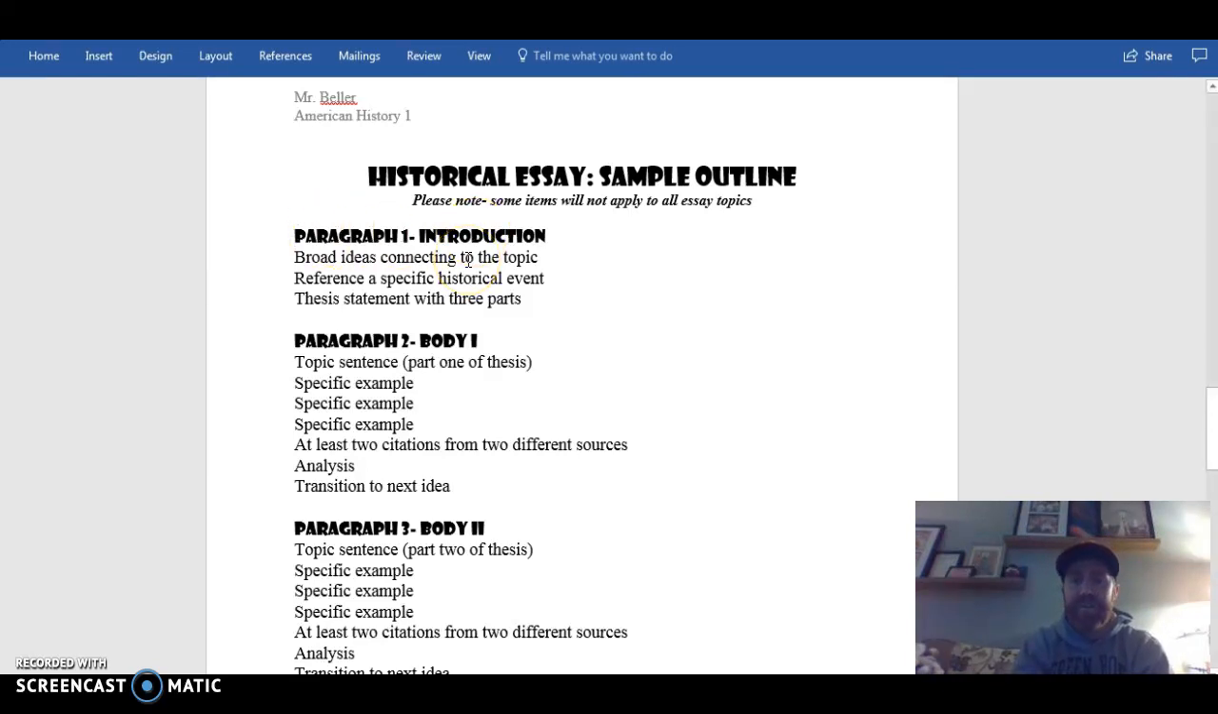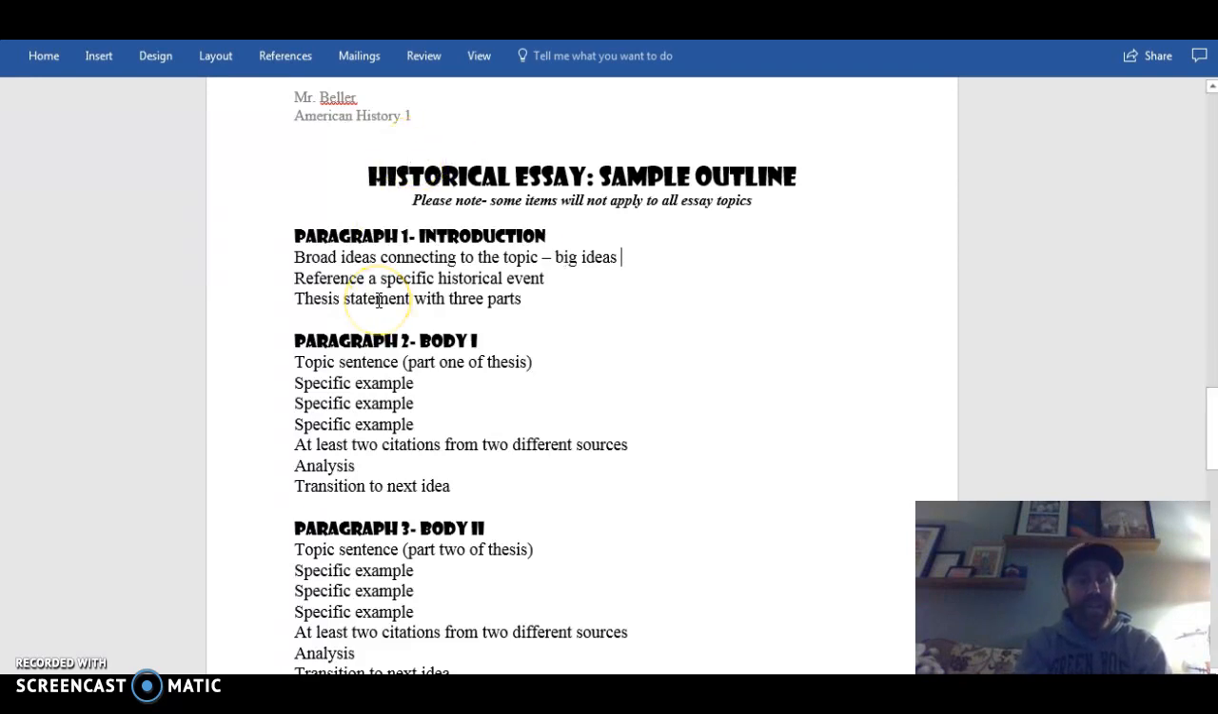So the first paragraph is your introduction, with broad ideas connected to the topic. This is when you want to talk about big ideas dealing with what the country was facing during this time, some of the changes they were experiencing. You also want to mention what you feel makes a good and effective leader, so that criteria that you set up.